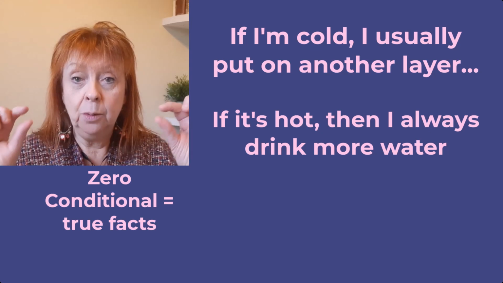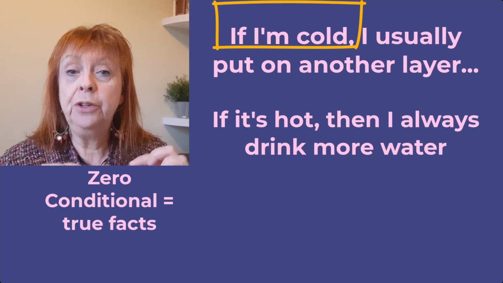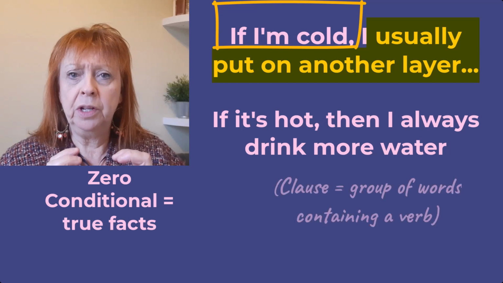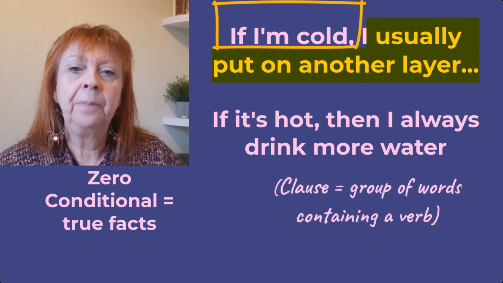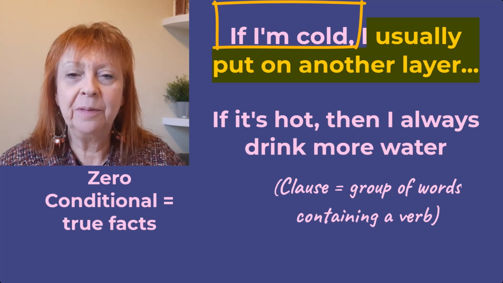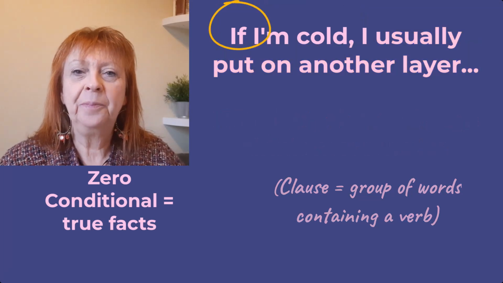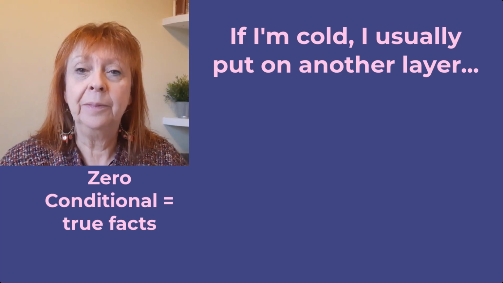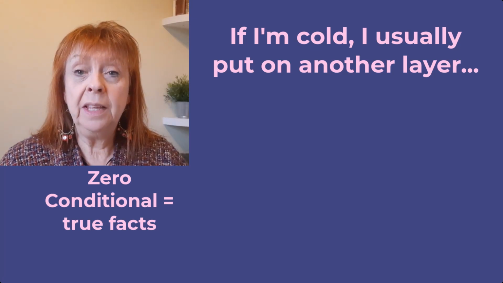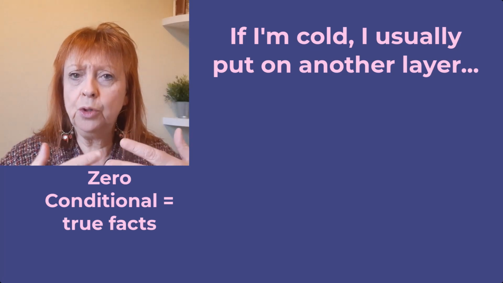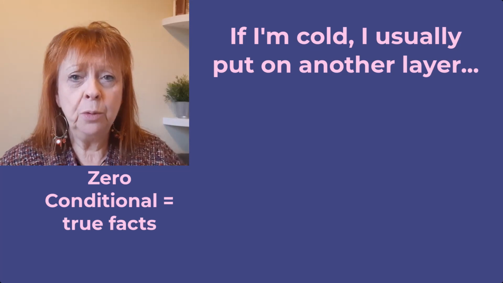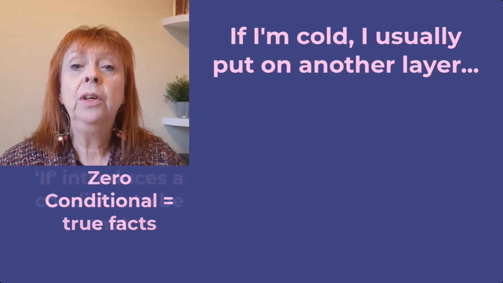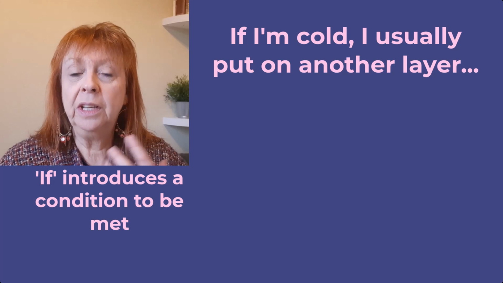It's a sentence with two parts made up of two different clauses. A clause, that's a short group of words containing a verb. That's all it means. And they are joined with the word if. Let's look at sentence 1. If I'm cold, I usually put on another layer or find a blanket. Notice that the clause with if needs the other main clause to work with it to have a sensible meaning. When we use if in a sentence, we know it's going to introduce something with a condition.